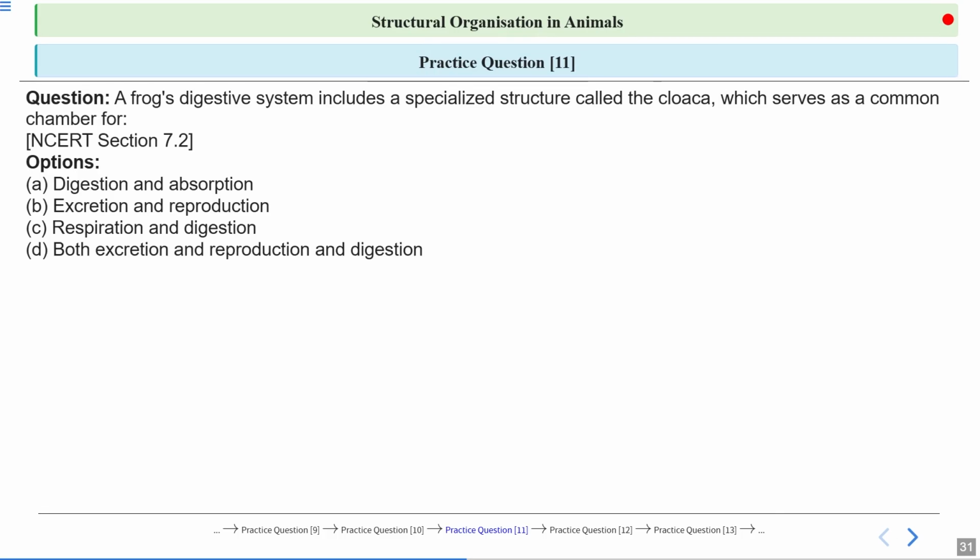Next question. A frog's digestive system includes a specialized structure called the cloaca, which serves as a common chamber for. This question is also coming from the NCERT section 7.2. Options, let us see. A. Digestion and absorption. B. Excretion and reproduction. C. Respiration and digestion. And D. both excretion, reproduction, and digestion, right? Okay, let us see the answer.